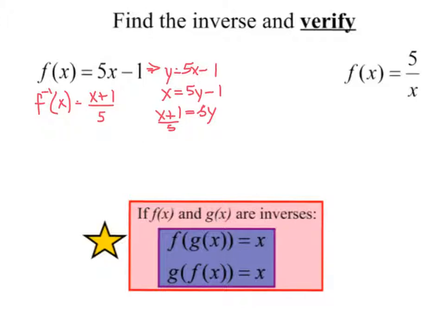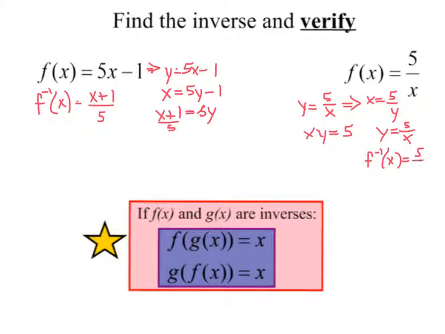So this other one, of course, you'd have y equals 5 over x. You'd swap the variables, so you'd have x equals 5 over y, cross multiply both sides, so you have xy equals 5, so y equals 5 over x. So your inverse is actually the same exact thing. Alright, now let me put a box around these two.